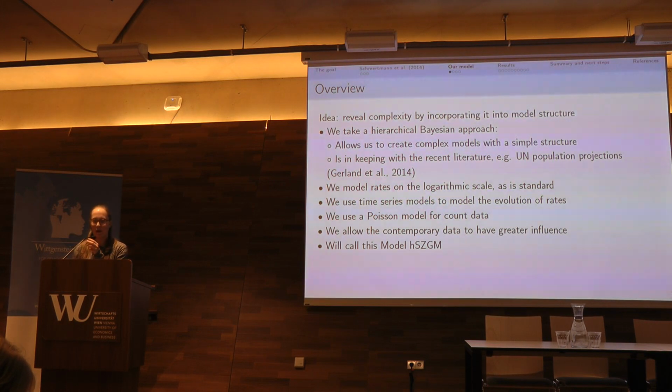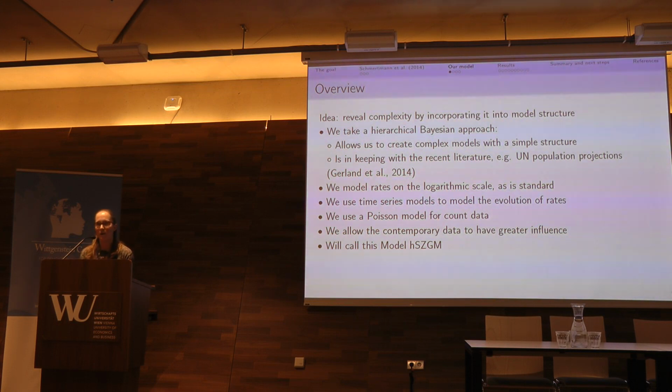So now I'll talk through my model. I'll give a brief overview of the model that we developed. So the idea behind it is that we want to take the complexity that is in the model components in model SZGM and bring that out into the model structure, and so we are explicitly incorporating it into the model structure. We take a hierarchical Bayesian approach, which allows us to create complex models with simple structure, and this is following recent advances in the literature, such as the UN population projections, which also use a hierarchical Bayesian approach.